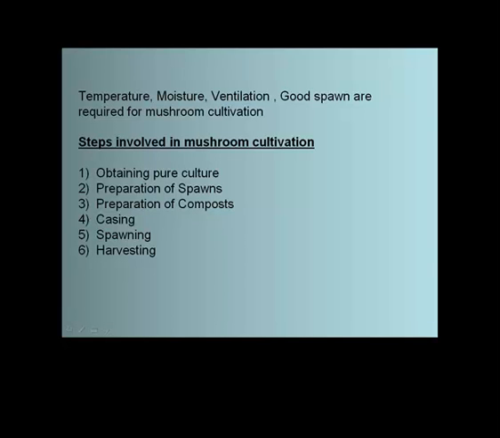Casing. The process of covering the layer beds with a layer of soil or soil-like materials is known as casing. It gives support to mushrooms and maintains temperature and prevents drying of the compost. Casing is essential for inducing the fungus to form the fruiting bodies. Spawning. The process of introduction of spawns, fungal mycelium, into the compost beds is called spawning.